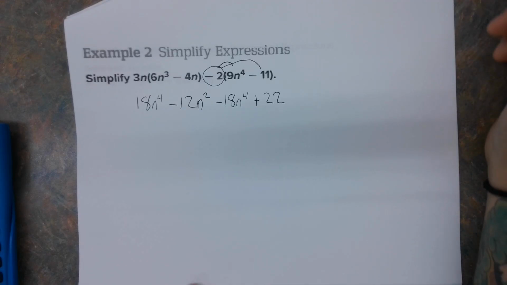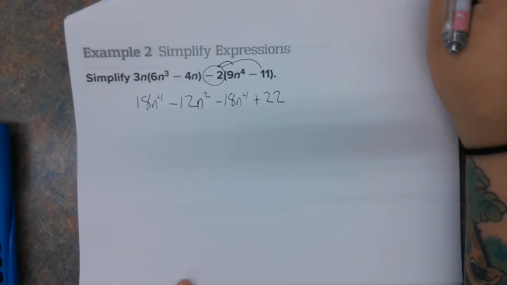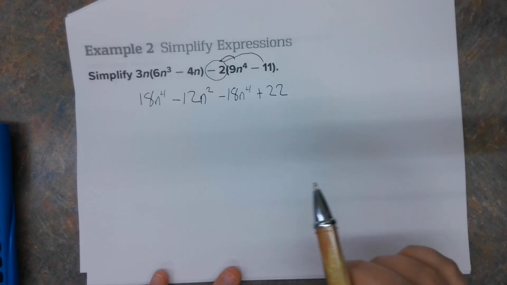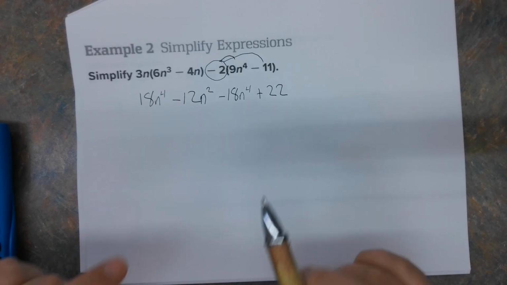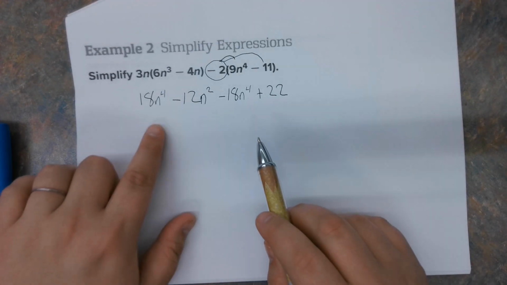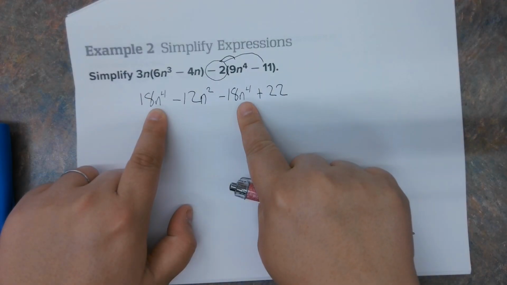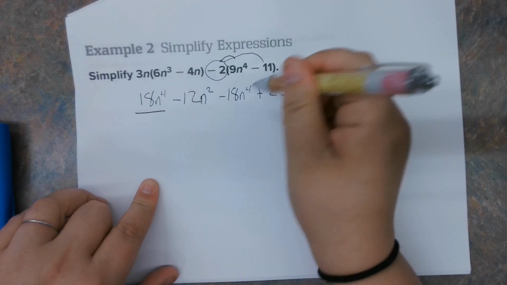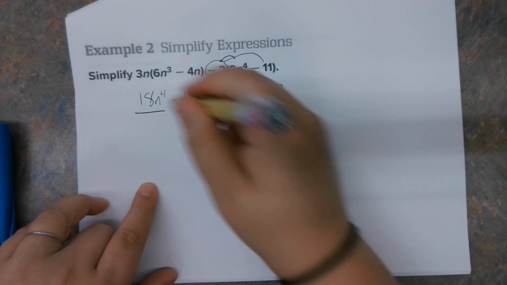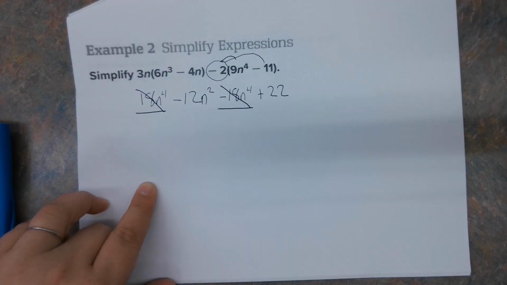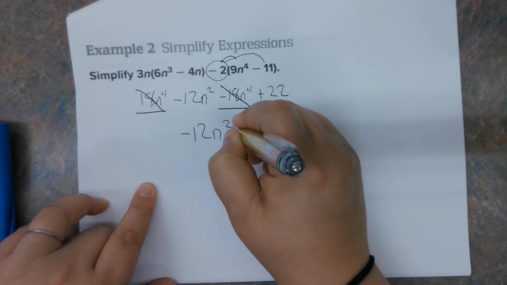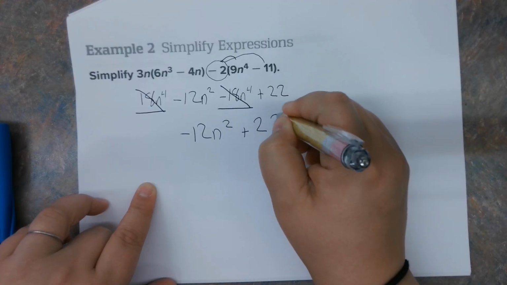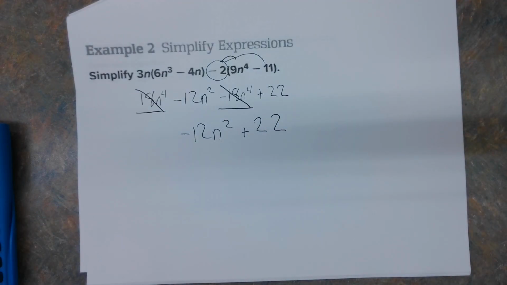Okay, just like when we're solving equations, the next step is going to be combine like terms. Like terms have the same variable and exponent. So I see n to the fourth and n to the fourth. I have 18 minus 18, so these two are going to cancel out. I have negative 12 n squared plus 22, and that is going to be my answer.